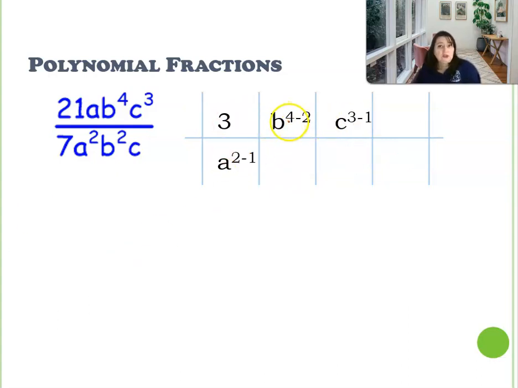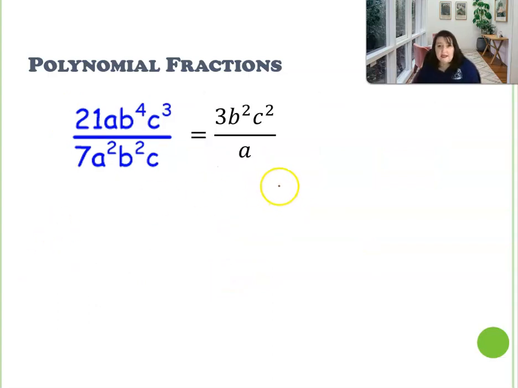All I now have to do is subtract the exponents, okay? So in this case, I'm going to start with a 3 and just kind of write it like this. This is so much easier. I have a b, c, and an a. And now I go 4 minus 2, and that's 2. I go 3 minus 1, and that's 2. I go 2 minus 1, and that's just 1. And there's my answer. That's it.